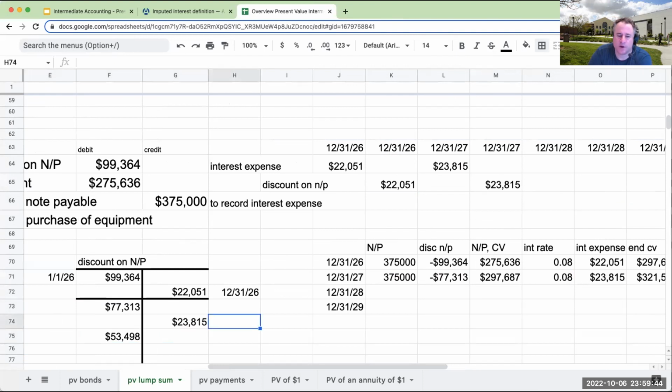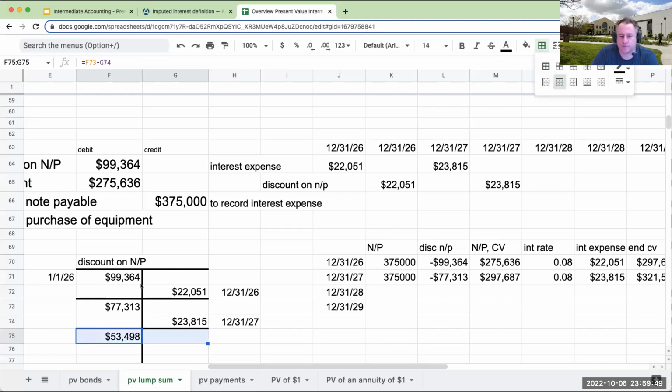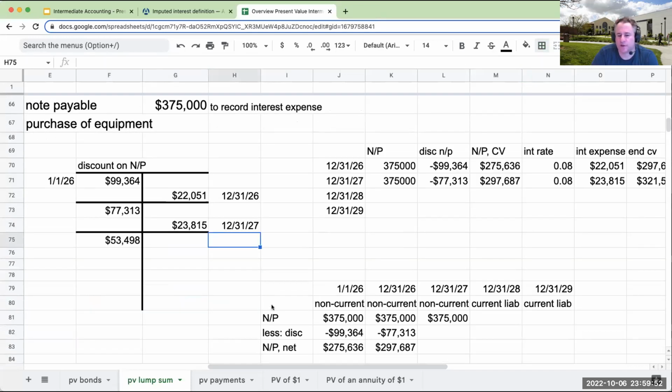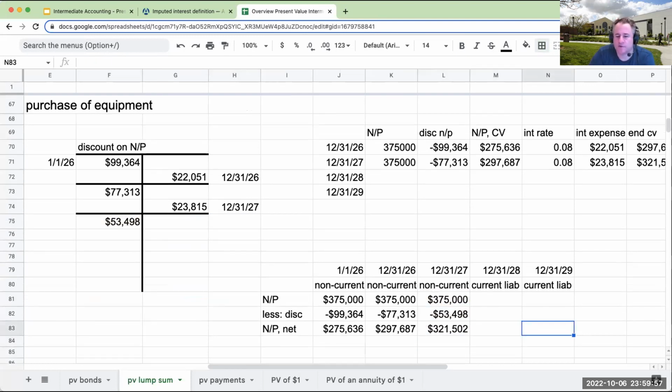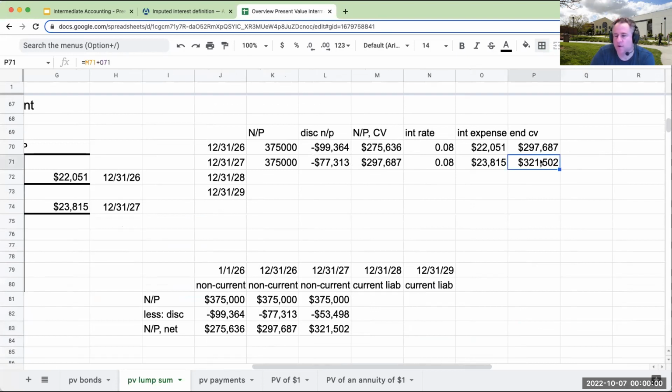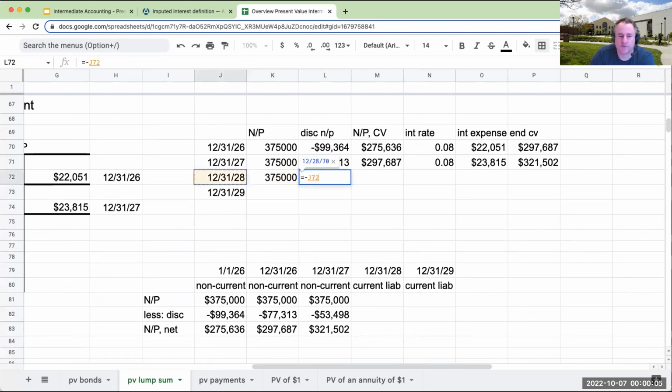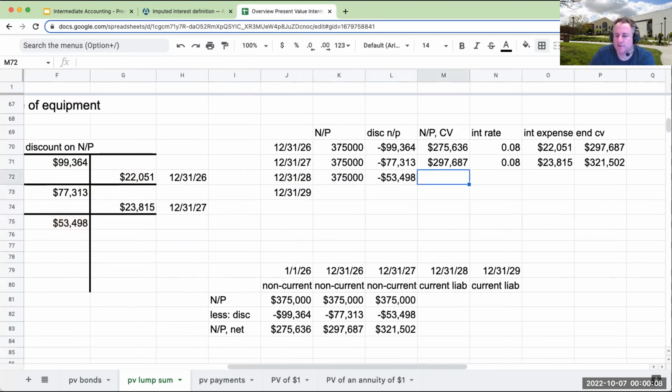So my discount on notes payable is going to be 53,498. Okay, so right over here, my new discount is 53,498. So my ending carrying value is going to be 321,502. Over here for the next period, 375 less my discount on notes payable, 53,498. My notes payable carrying value is 321,502 at 8%, which is going to give me interest expense of 25,720. My ending carrying value will be 347,222.